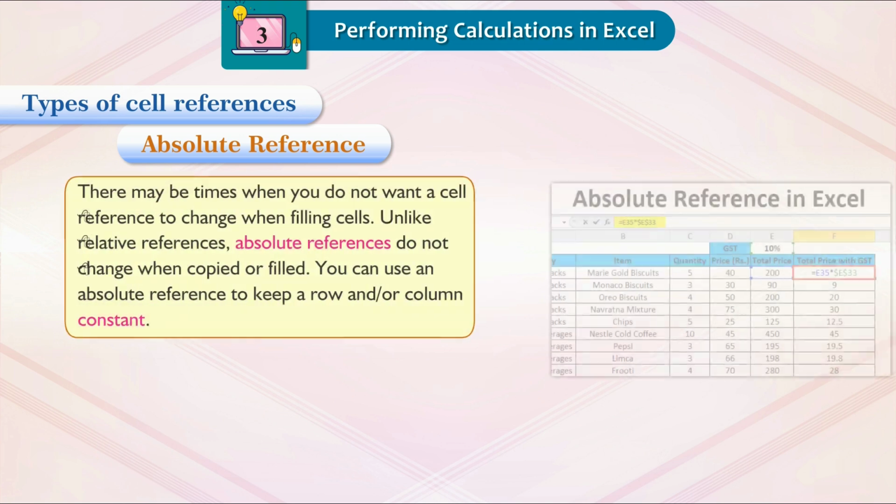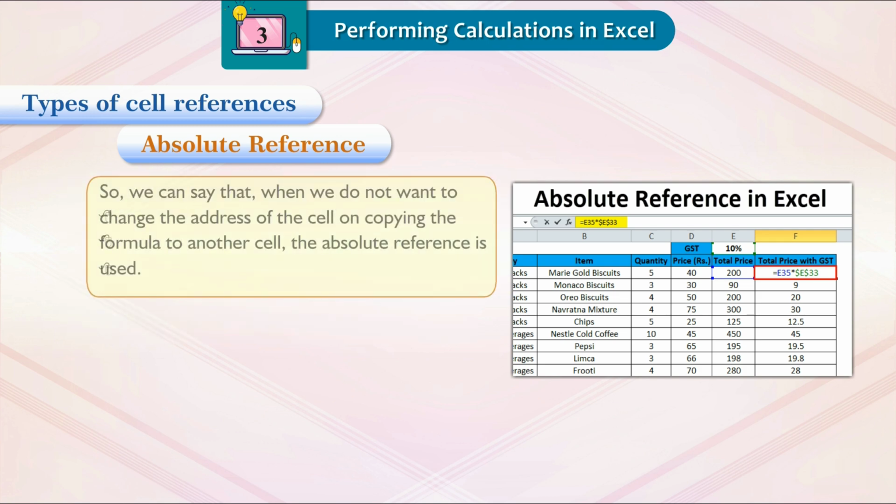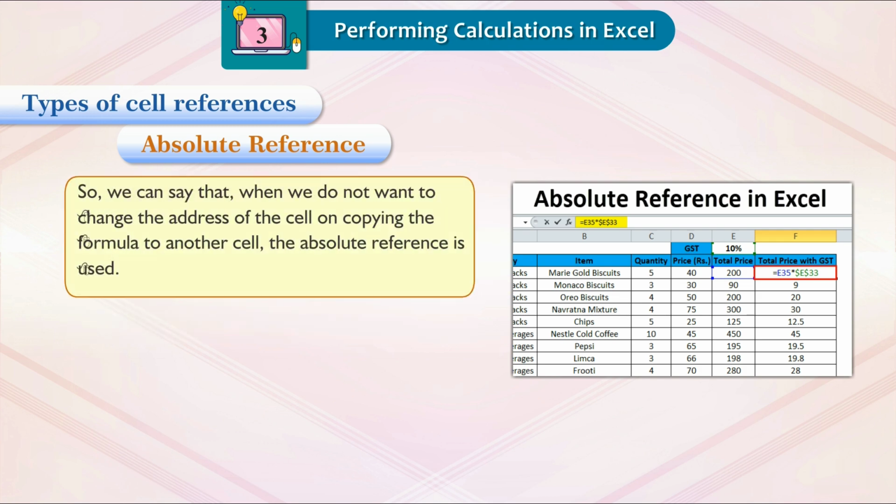Absolute reference. There may be times when you do not want a cell reference to change when filling cells. Unlike relative references, absolute references do not change when copied or filled. You can use an absolute reference to keep a row and/or column constant. So we can say that when we do not want to change the address of the cell on copying the formula to another cell, the absolute reference is used.